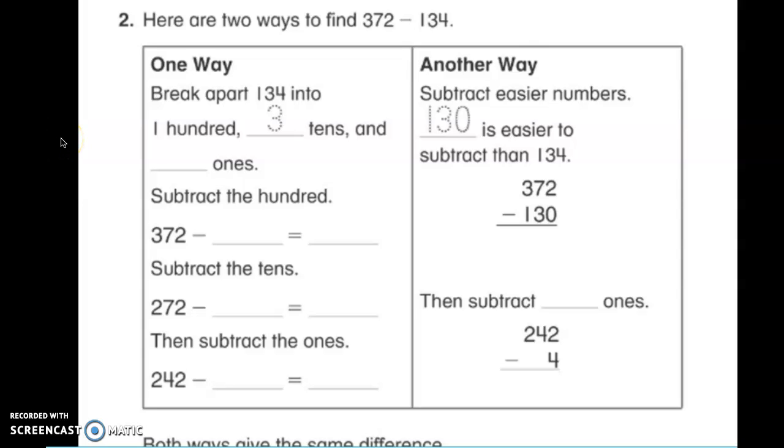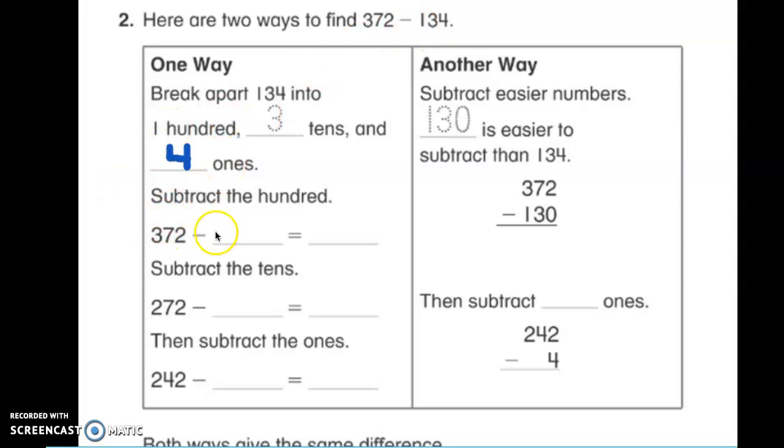This is going to show you two different ways to subtract 372 minus 134. The first way is to break apart 134, so the number that we're subtracting, into 100, 3 tens, and 4 ones. We're getting that 4 ones from here, 3 tens from here, 100 from here.